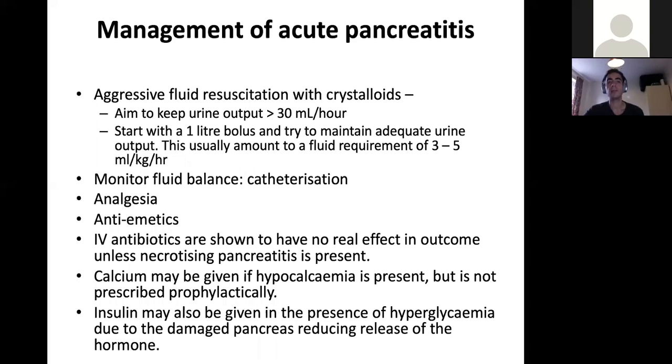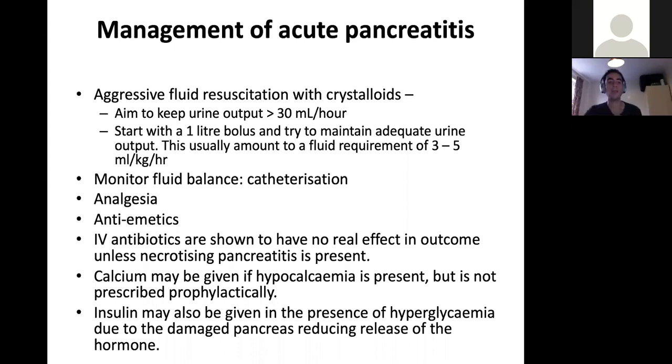In terms of management, we said the primary thing in pancreatitis is dehydration, hypovolemia. You're losing fluid into the third space. So the main thing in the management is going to be giving fluids to the patient. Depending on the severity, patients are likely to need quite a lot of fluids. That's why this slide says aggressive fluid resuscitation, and use crystalloid solutions like normal saline, 0.9% sodium chloride.